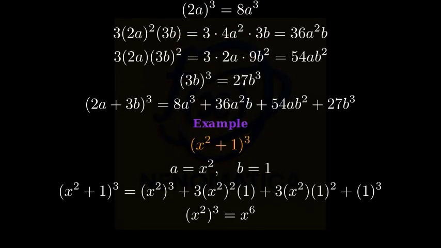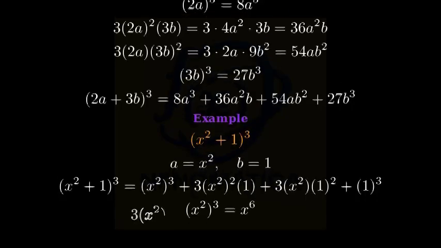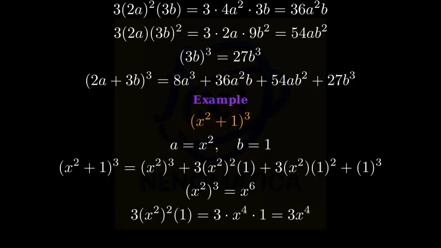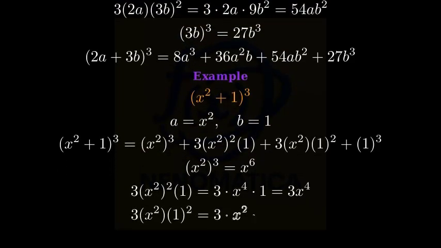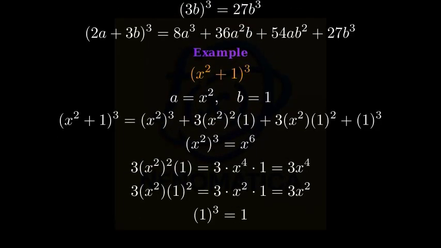The first term is (x squared) cubed, which equals x to the 6th power. For the second term, x squared squared is x to the 4th power, and we multiply this by 1 and by 3, giving us 3x to the 4th power. For the third term, 1 squared is just 1, and we multiply this by x squared and by 3, giving us 3x squared. Finally, the fourth term is 1 cubed, which equals 1.